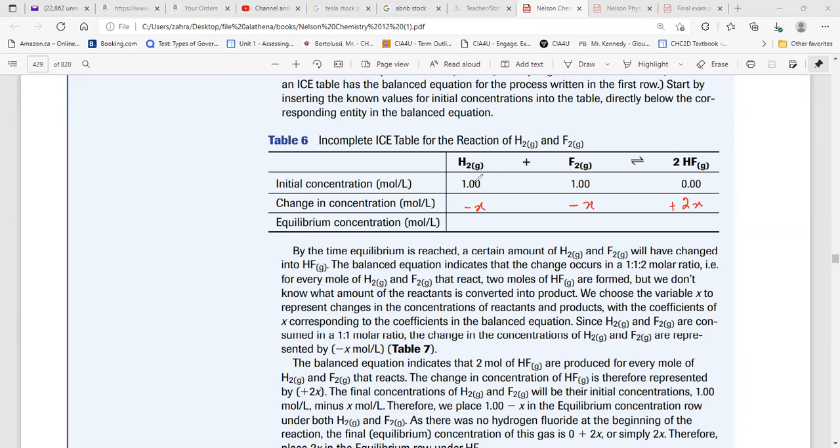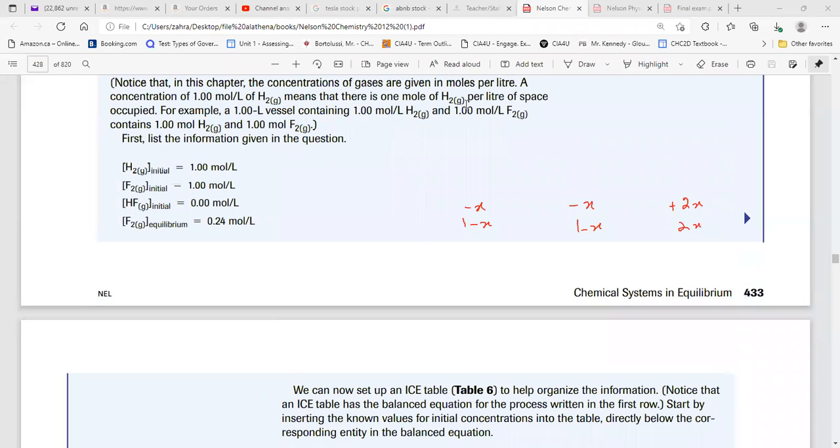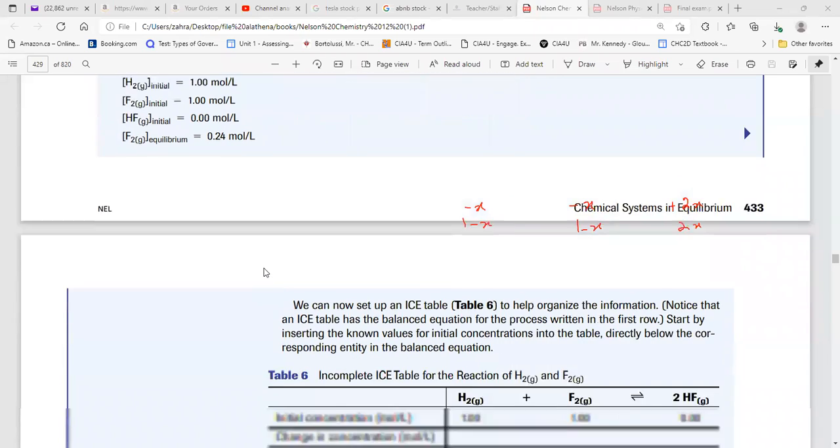For equilibrium, it's just the initial added to the change: 1 minus x, and here 1 minus x, and here 0 plus 2x, which is 2x. Since the concentration of F2 or H2 is given, as you see, at equilibrium the concentration of F2 is given as 0.24.